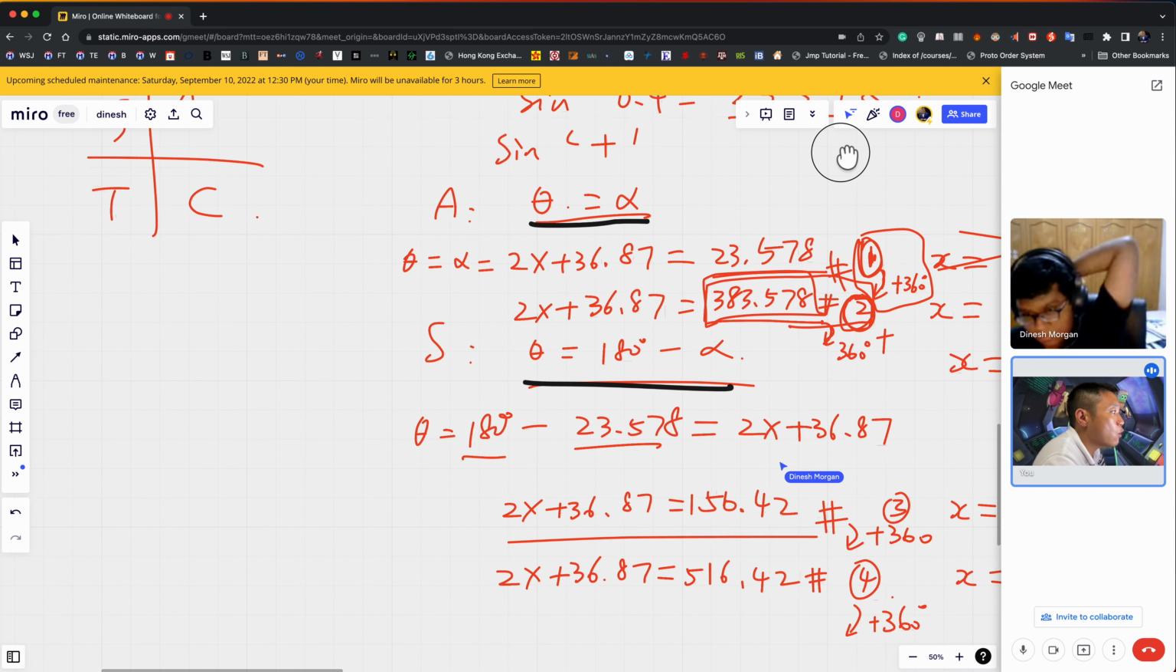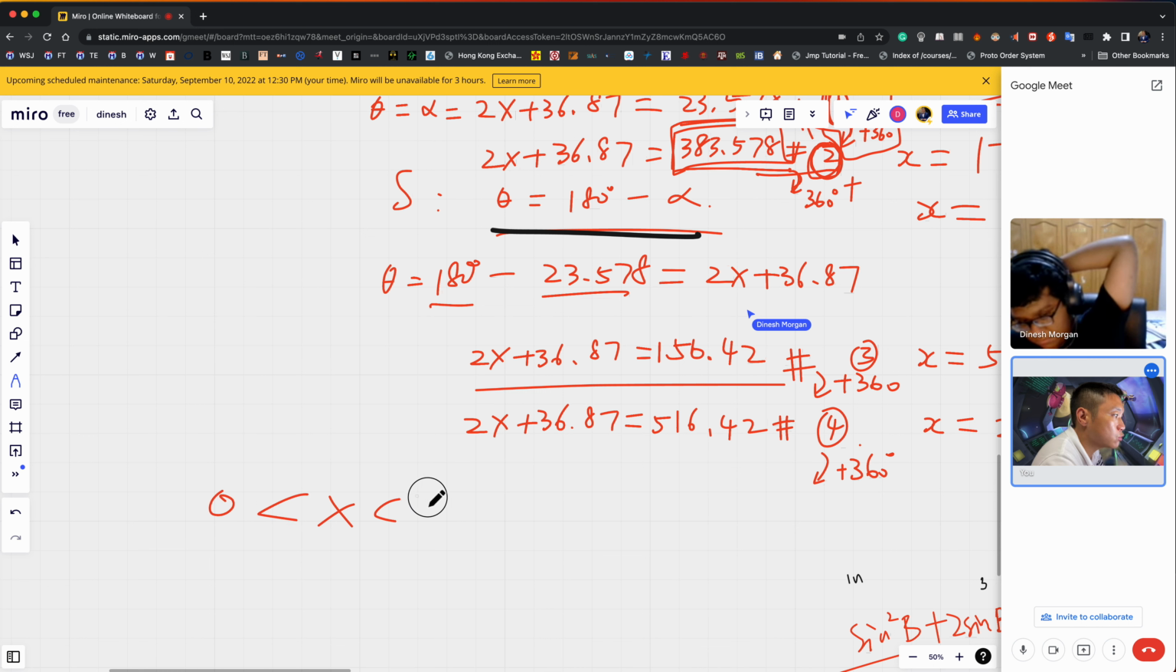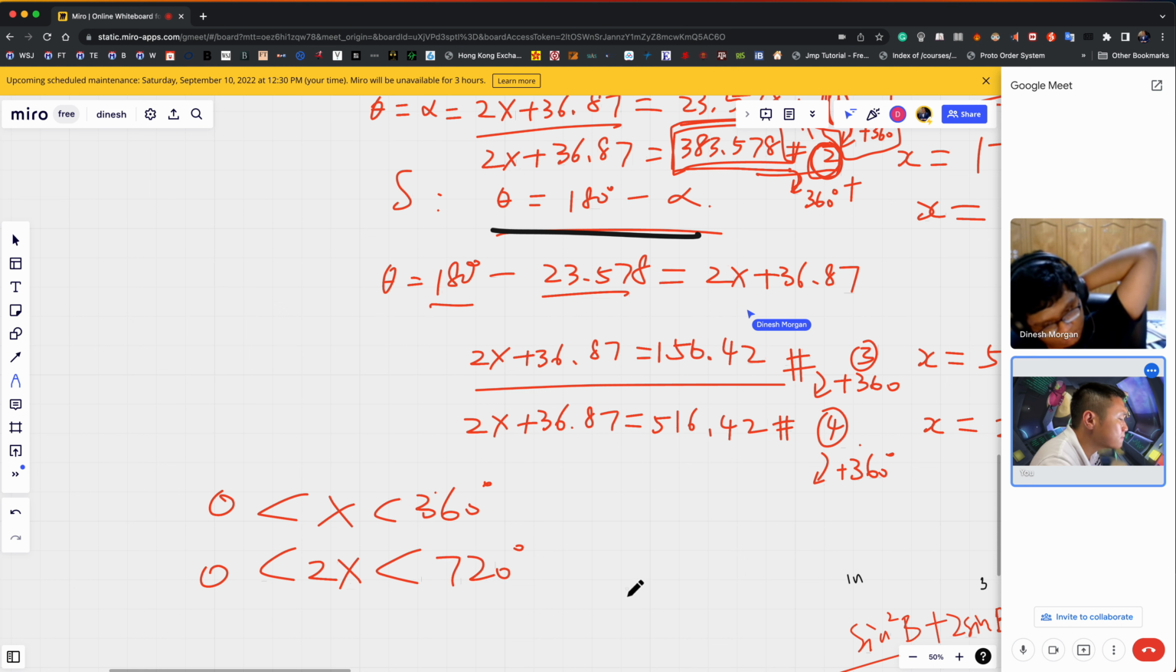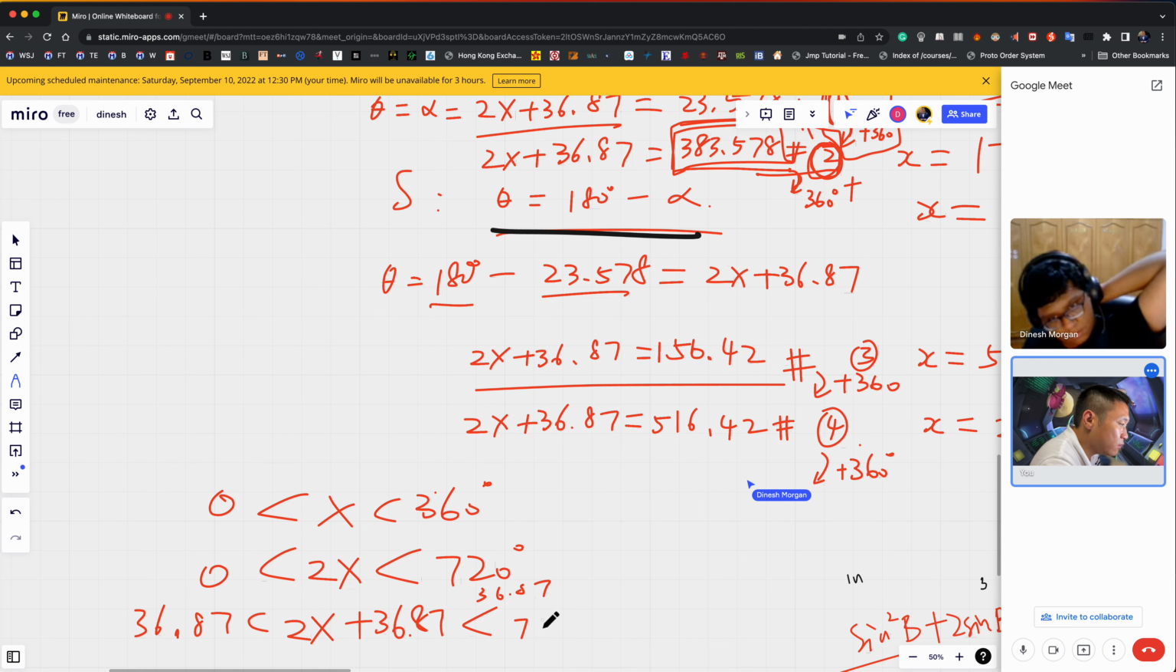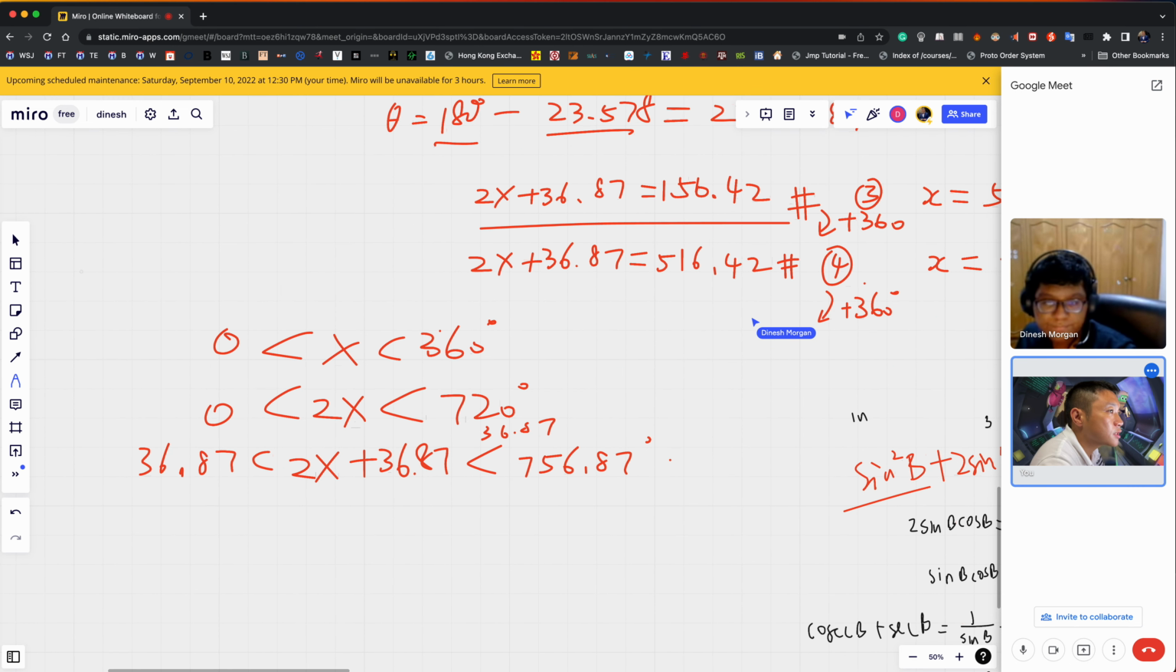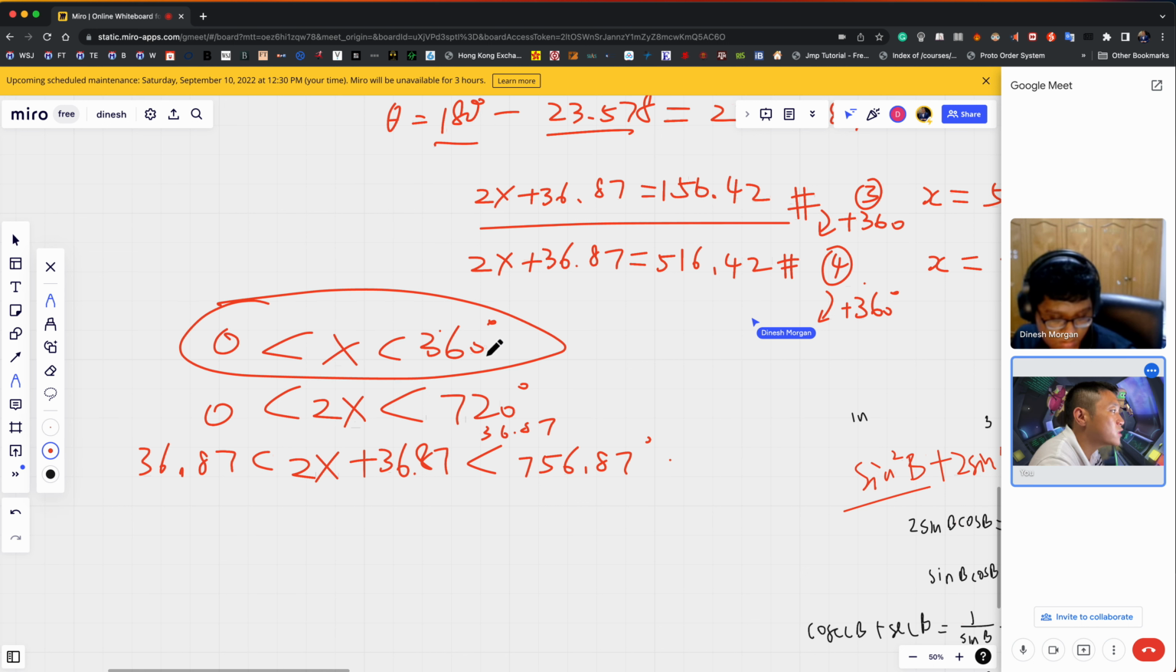Another way to look at it is, so they say I want my x to be in this 0 to 360 degree range, right? Yeah. But now the question given is 2x plus 36.87. So in a way, 2x, the range will be 0 to 720. Does it make sense? Yeah. And then for 2x plus 36.87, over here I need to start with 36.87, and then over here I need to add 36.87, which is 756.87. So in a way, this is the actual range. They say I want the x range to be 0 to 360, but in order to fit into this question, the actual range is this one.